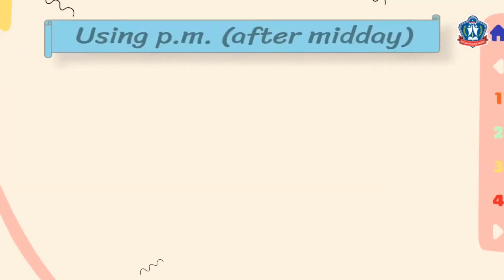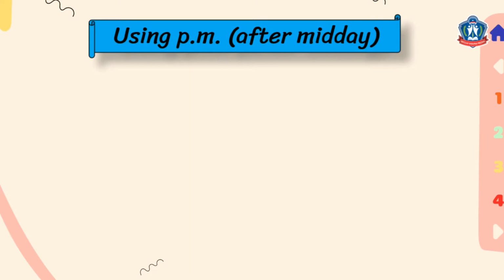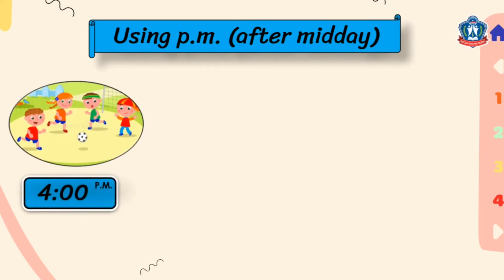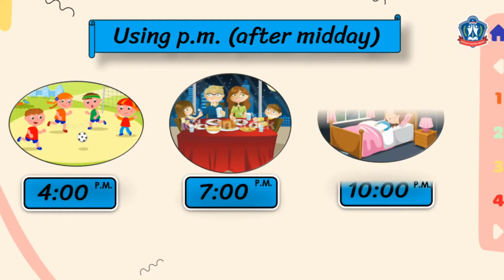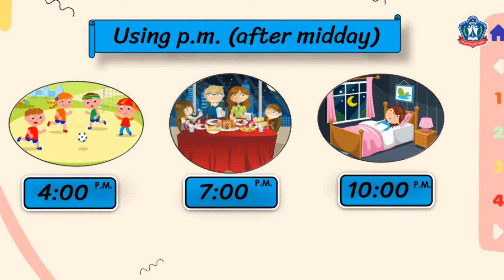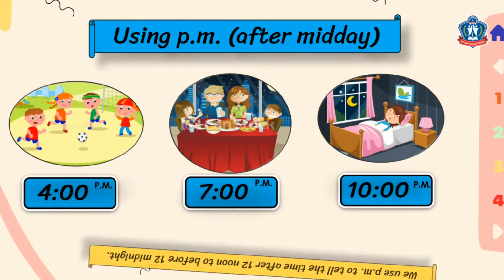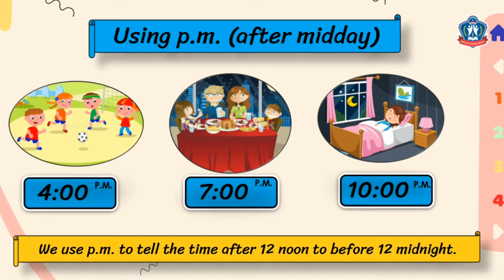How about using PM, or after midday or noontime? Here are the activities that we can do after midday. Playing at 4 p.m., eating our dinner at 7 p.m., and sleeping time at 10 p.m. So, we use PM to tell the time after noon to before 12 midnight. So, after 12 noon to before 12 midnight is PM.